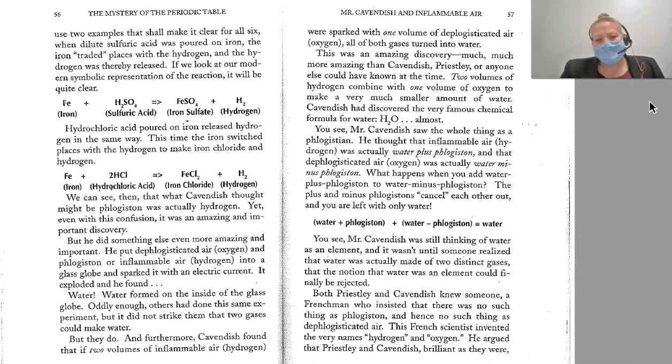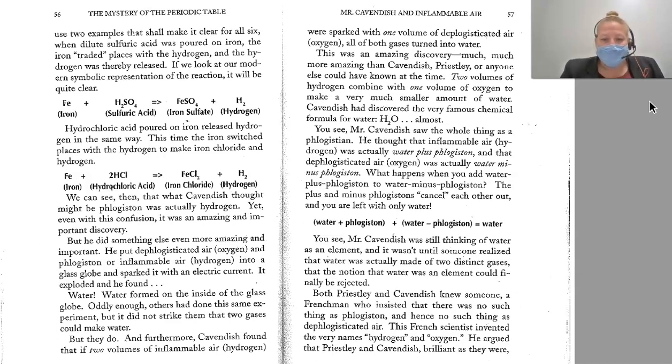Okay, you can see Mr. Cavendish was still thinking of water as an element, and it wasn't until someone realized that water was actually made of two distinct gases that the notion that water was an element could finally be rejected. Both Priestley and Cavendish knew someone, a Frenchman, who insisted that there was no such thing as phlogiston, and hence no such thing as dephlogisticated air.